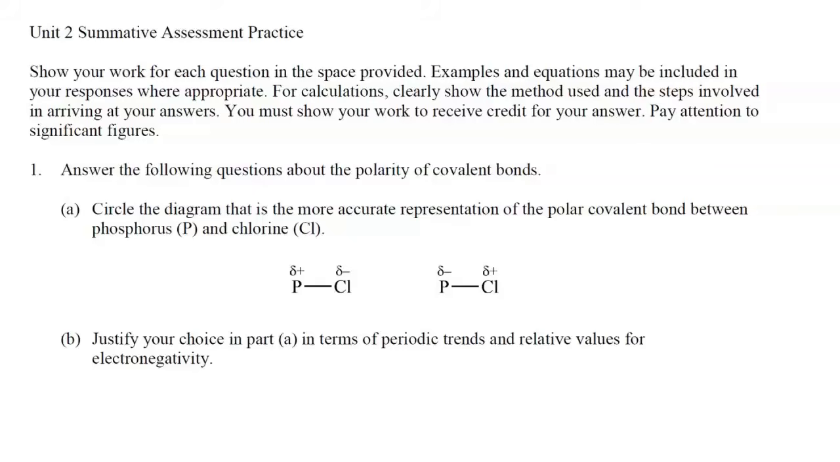All right, question 1. Answer the following questions about the polarity of covalent bonds. Part A. Circle the diagram that is the more accurate representation of the polar covalent bond between phosphorus and chlorine. Part B. Justify your choice in Part A in terms of periodic trends and relative values for electronegativity.